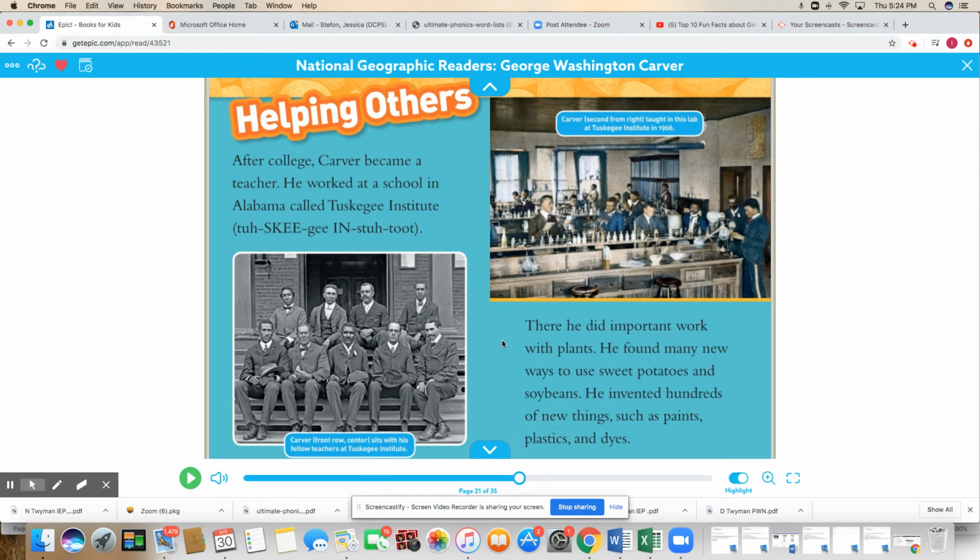So right from the beginning of his career, right after college, he was already working, inventing things, using his knowledge about plants, and trying to find ways to help other people. And in your second read, you could go ahead and take your time looking through the pictures and exploring the captions more.